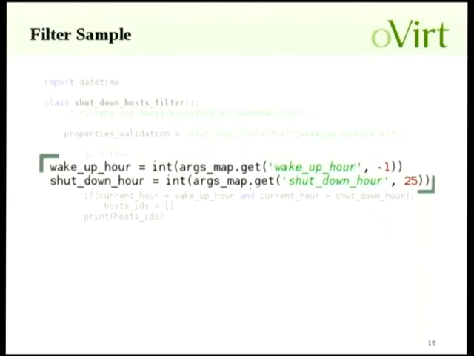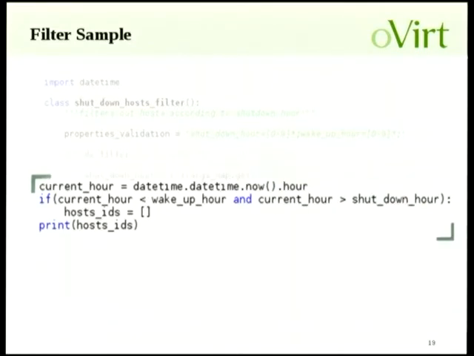Basically, I didn't tell you what the filter is all about, but here you can see we get the time, and if the time is within the interval that we get from the user, then we return all the hosts that we got. If not, we just exclude all the hosts from the filter. That's kind of a bank example. Okay.